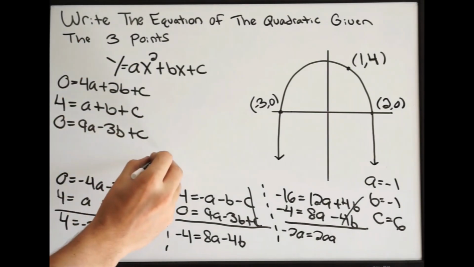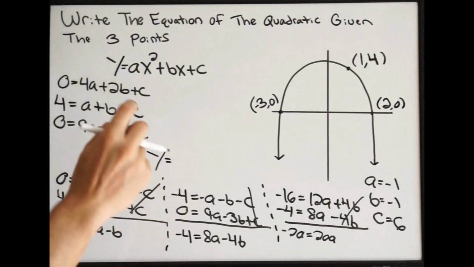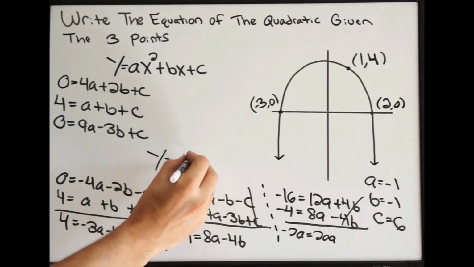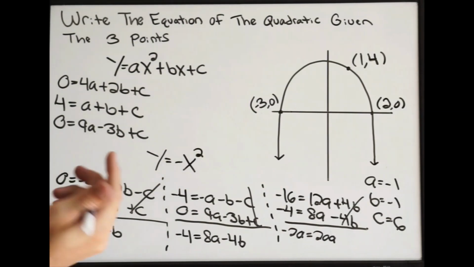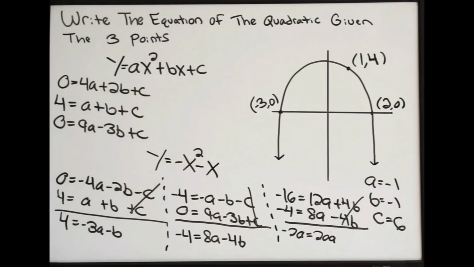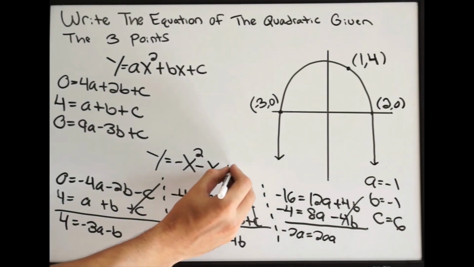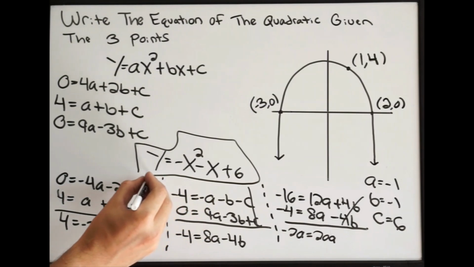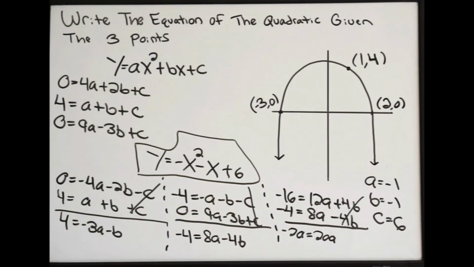Okay, so I'm going to write y equals a is negative 1, so plug that in, so it's going to be negative x squared. Okay, b is also negative 1, so plugging that in, we get negative x, and c is positive 6. Here is our equation of our quadratic. Alright, so we just found the equation of the quadratic using the 3 points. Okay, and that is it.